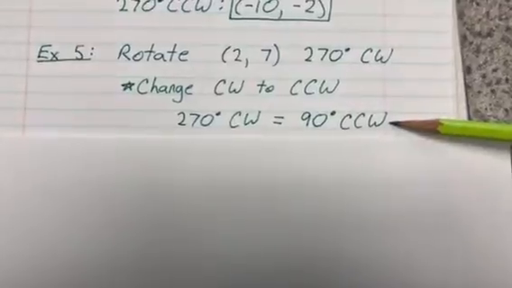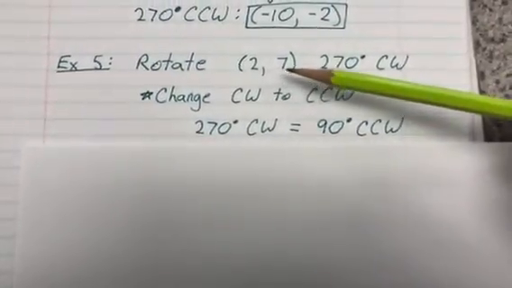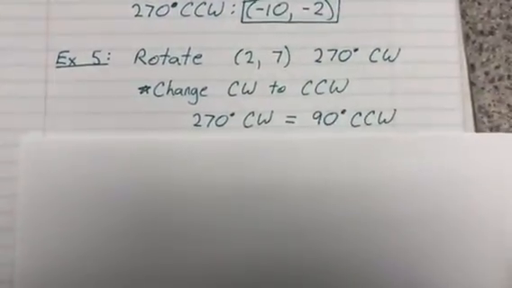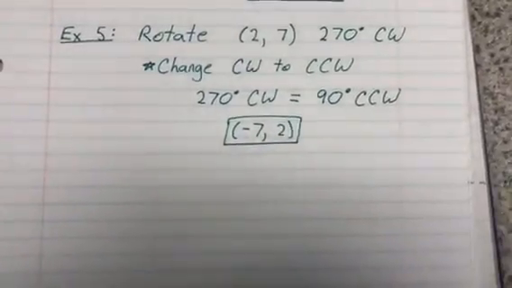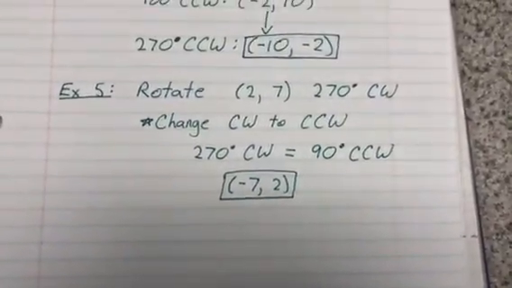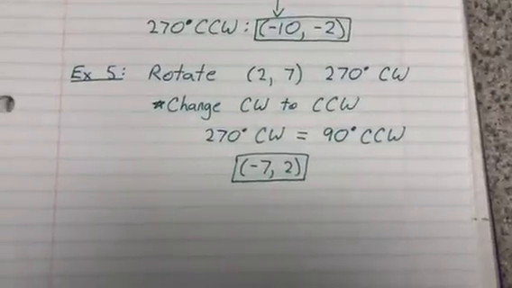So if we're just going 90 counterclockwise, take that point, multiply y by a negative, and swap them, and you get negative 7, 2. And that's it. That's how I do rotations. Feel free to use that trick.